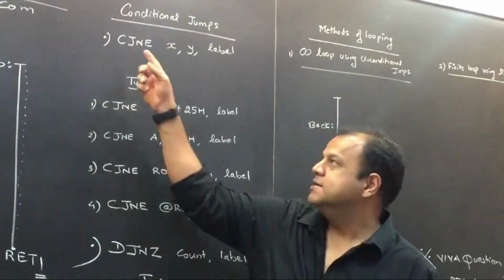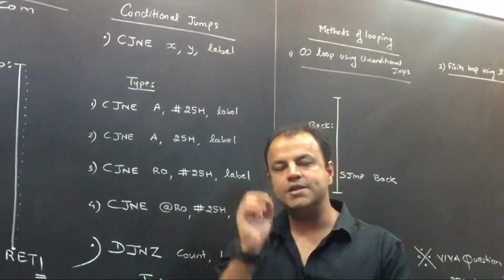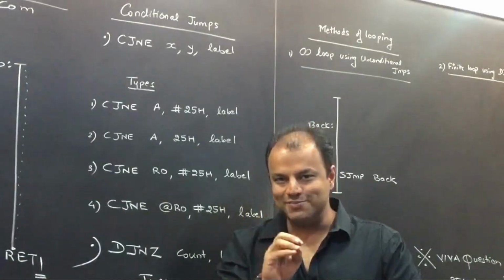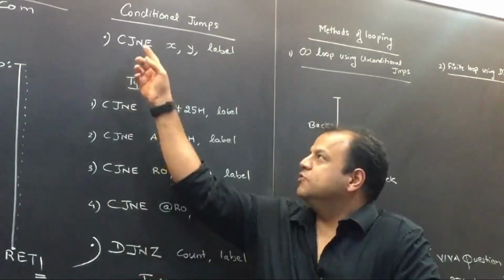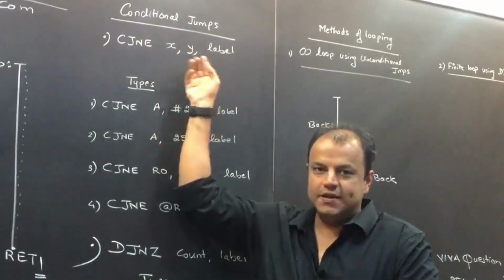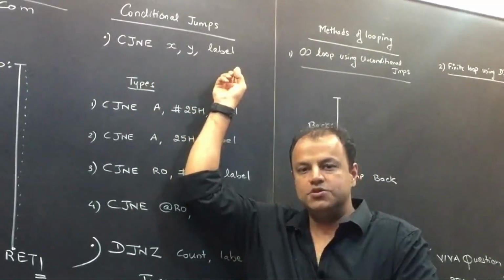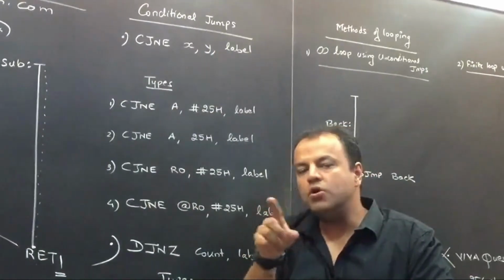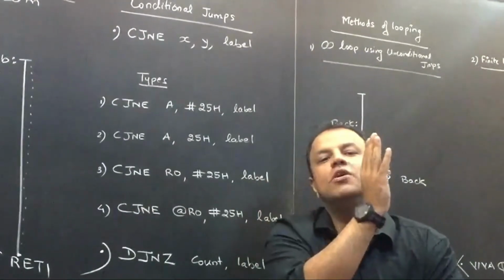So it's not a very frequently used instruction, but when required, it is a very useful instruction. CJNE stands for compare and jump if not equal. Say it again: compare and jump if not equal. It has three entities: x, y and the label where you want to jump. It will compare x and y. If they are not equal, it will jump to the location called label.